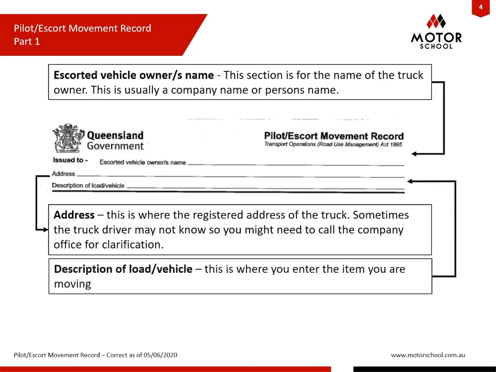Next, we look at the description of the load. Is this a site office? Is it a grader? Whatever it may be on the back, that's what you put in here. But sometimes you'll escort a load where there is nothing on the back. However, the load or the truck itself is overdimensional, such as a platform. So you would write in platform.